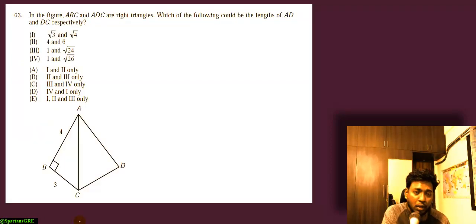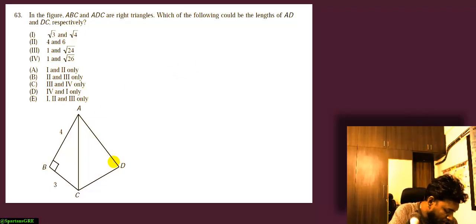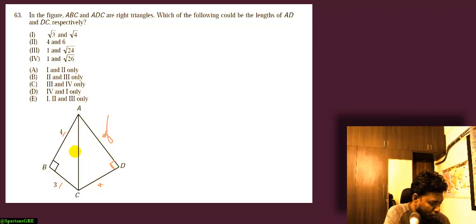Now, question number 63. The question says in the figure ABC and ADC are right angle triangles. When you say ABC is a right angle triangle, your triangle will be right angled at B. Similarly, ADC is a right angle triangle means your triangle is right angled at D. So I will assume that D is a right angle. Now we are asked to find the lengths of AD and CD. So let this be X and let this be Y. Since this is 3, 4, this will be 5, right? This will be 5.